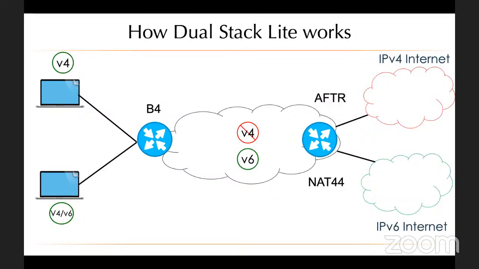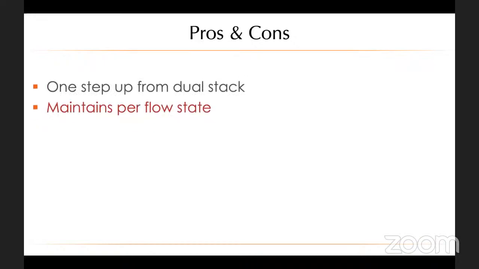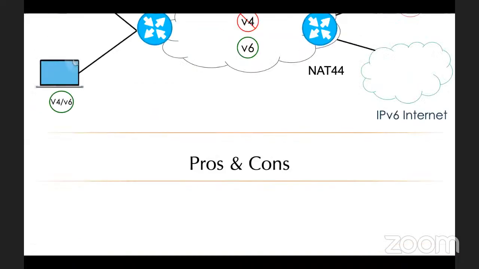So of course, this translation technique has some cons, right? So the pros of it, as we mentioned, it's one step up from dual stack. It's much better. Then the main con, the main disadvantage, is it maintains per flow state. So what do we mean by per flow state? So let me go back to the diagram.